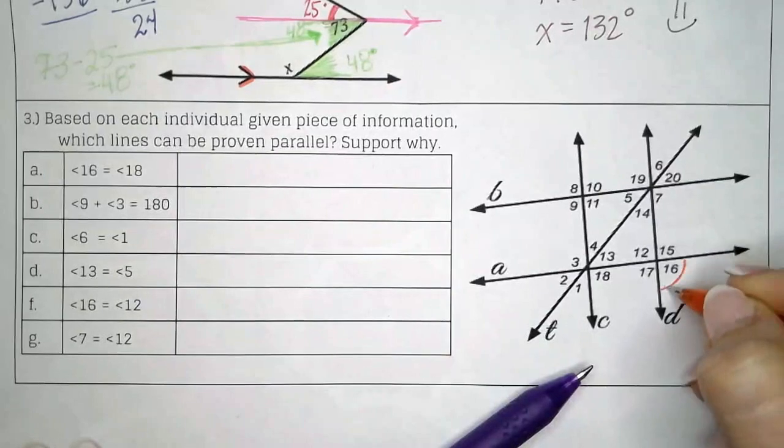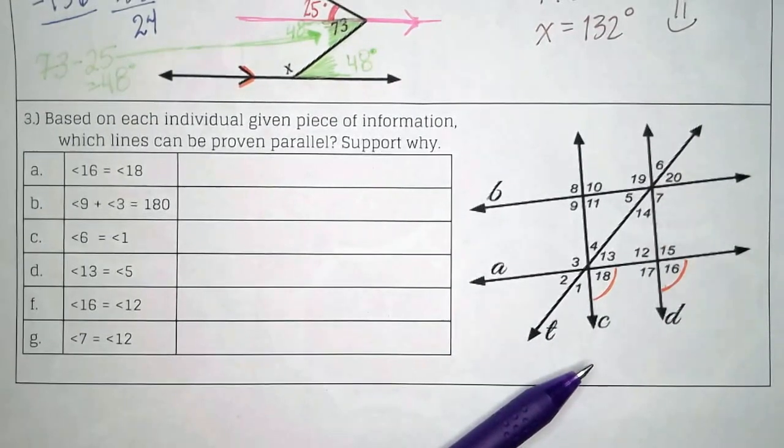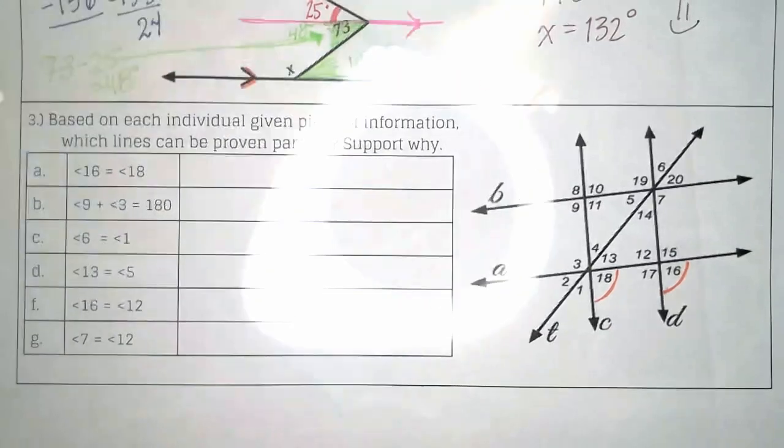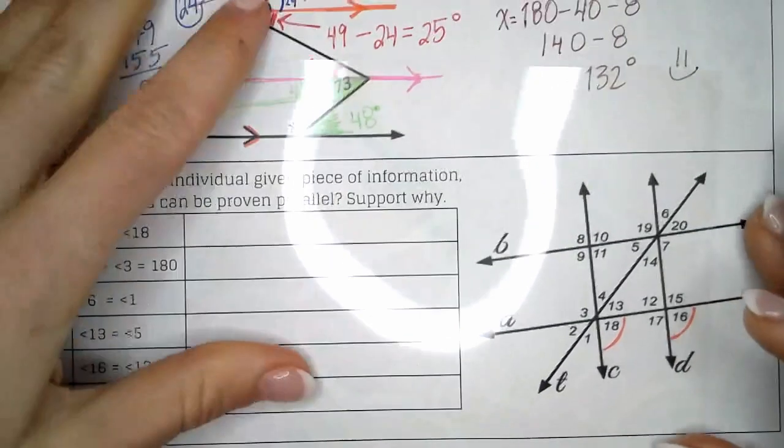So, here's 16, and here's 18. Now, I did give you guys all transparency paper, and someone left theirs here. All right, I grabbed this transparency paper. Sorry, you're going to see the glare from the ring light, but angle 16 equals angle 18. So what does this transparency paper do for us?